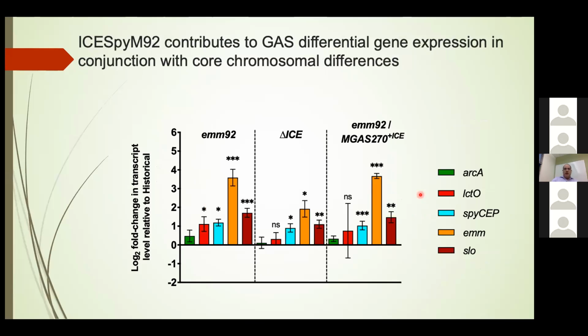Also, when we compare differential gene expression in the M92 background relative to MGAS270, we see that there is also a contribution from the genomic background, in that not only are LtpO, M protein, and SLO increased in expression in an ICE-dependent manner, there's a basal expression level of these transcripts that is greater than in the MGAS270 background. Furthermore, the IdeS chemokine protease is enhanced in expression in the M92 background, independent of the ICE.